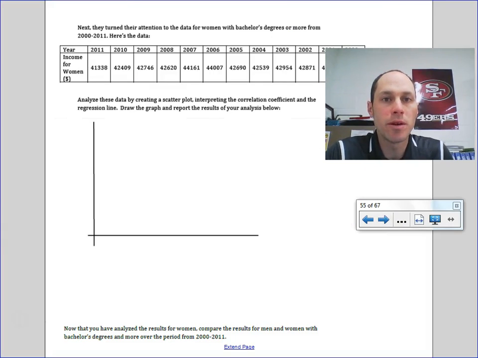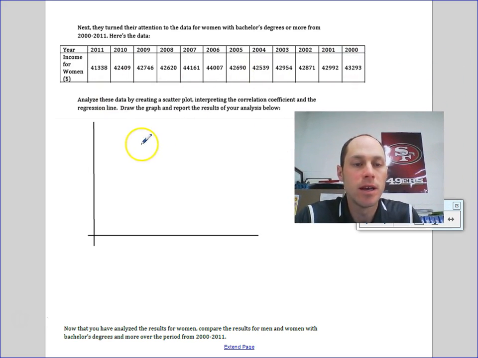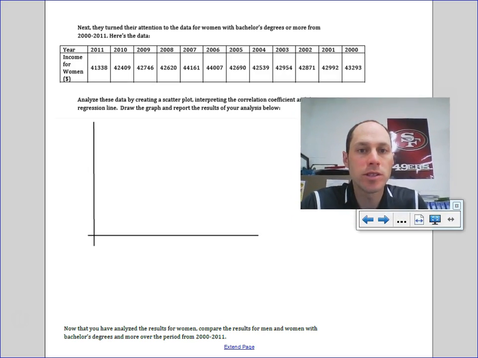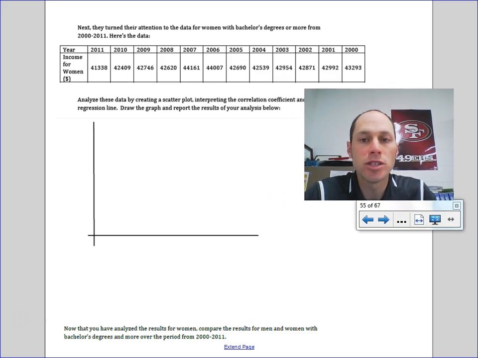So now they turn their attention to women, the data for women with bachelor's degrees or more from 2010 to 2011. Here's the data. I'd like you to create a scatter plot and interpret the correlation coefficient and regression line. Draw the graph, or you can create it on Desmos or your TI graphing calculator. And then report the results of your analysis below. So write down a report. What does this information tell us?